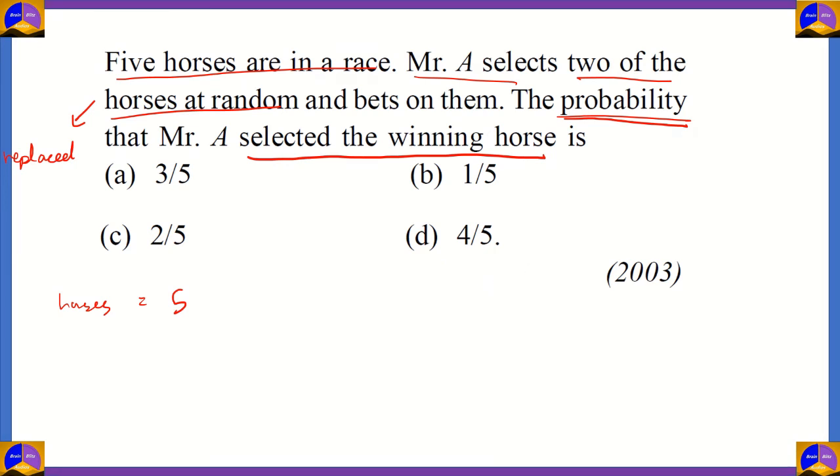So what we need to find is P of A, that is Mr. A, must win. So for that probability to be found out, we need to subtract the probability of A losing from 1. So 1 minus P of A losing is P of A winning. So how do you find out P of A losing? So P of A losing will be equal to the selection of the horse.